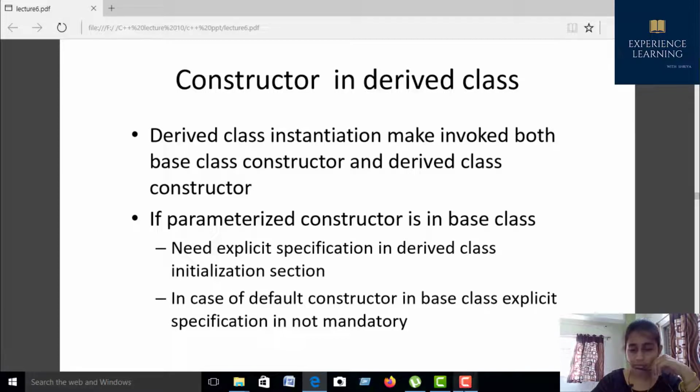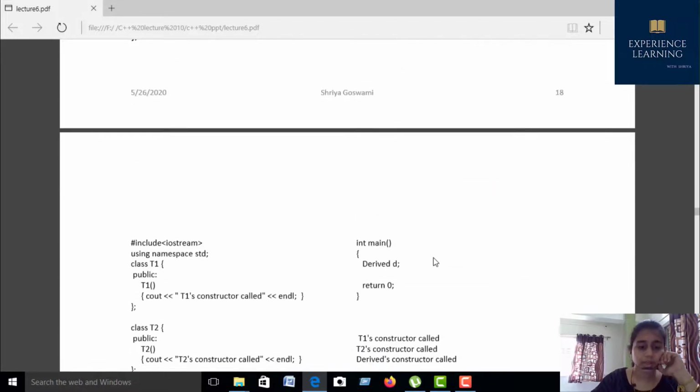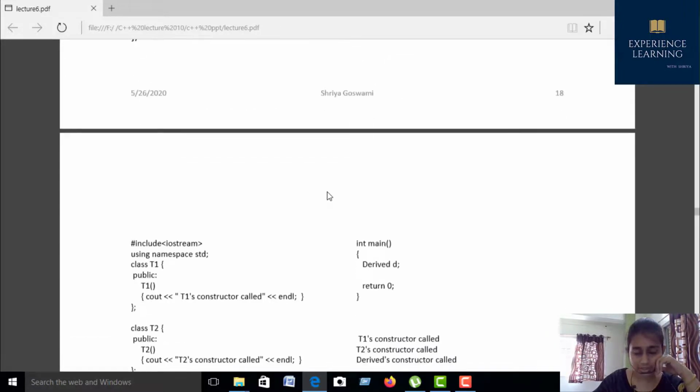Okay, I am giving you, see this example. We have a default constructor, and here we have a default constructor. So whenever you are creating the object of the derived class, first the base class constructor will be invoked, and then the derived class constructor will be invoked. You can see this. And see here, no explicit initialization is needed.